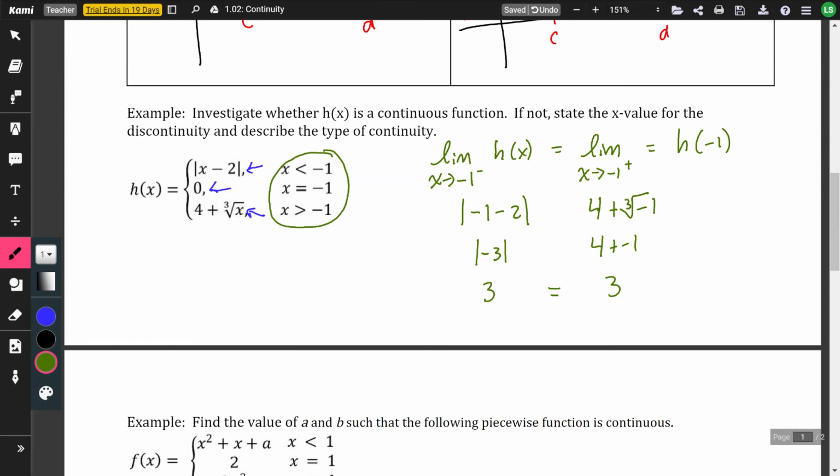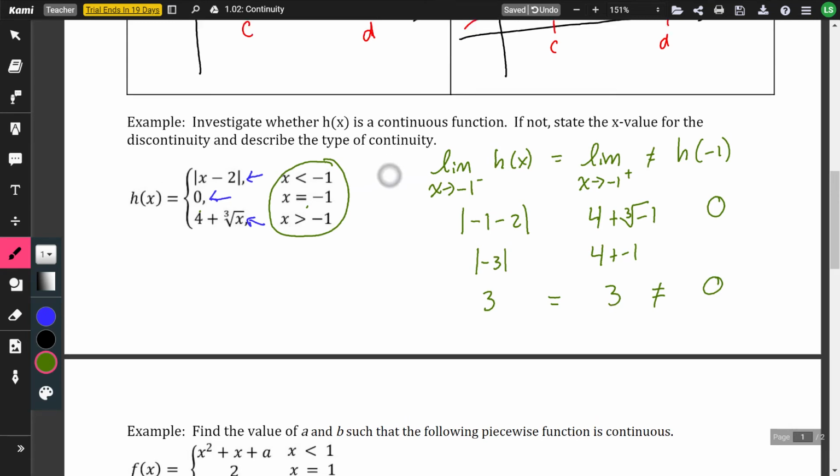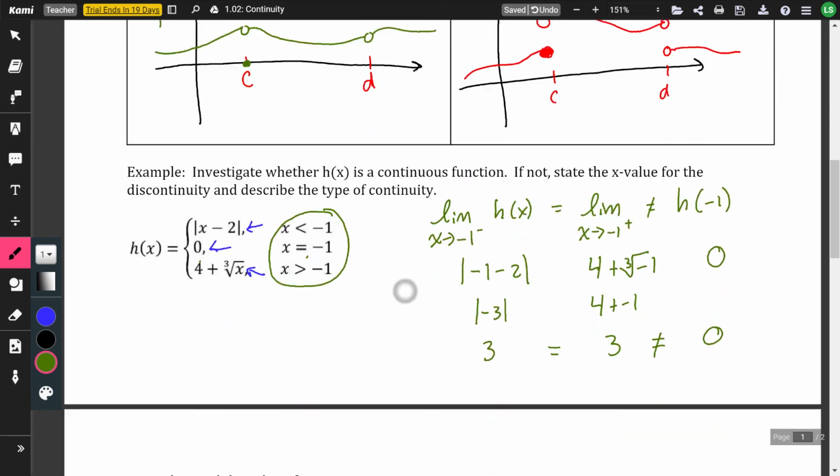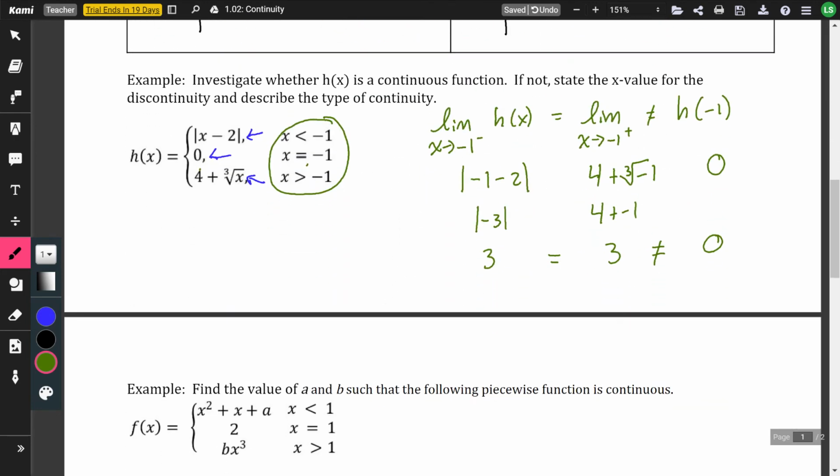The last thing is to take a look at what happens specifically at negative 1, and when x is equal to negative 1, we have a value of 0. So over here, this is just a value of 0. Since our limit exists, but it's not equal to the value at our point, we have a removable discontinuity, where our function is approaching the same value of 3, but in this case, our point is actually down here sitting on the x-axis. So we know that we are discontinuous at x equals negative 1.